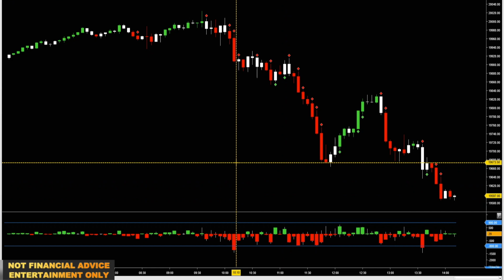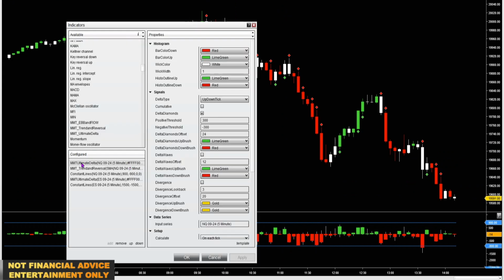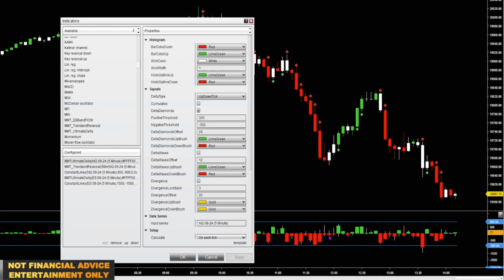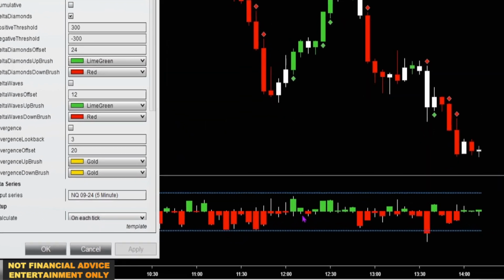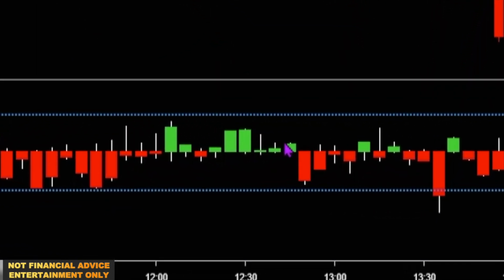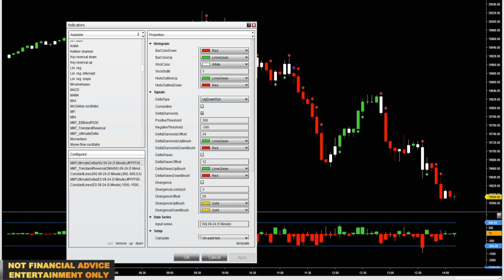I want to show you another way to use the delta diamonds. So on this instance of the Ultimate Delta, I've got the delta diamonds enabled, and on this 5-minute chart I picked a very average kind of delta, 300 and negative 300. Usually for the really strong delta I look for between 600 and 900, but in this instance I wanted to pick something very average that would look over these small areas of delta on the histogram where not much delta was really coming in, and just focus on the medium-sized moves so I could see when there were some slightly bigger pushes coming into the market.